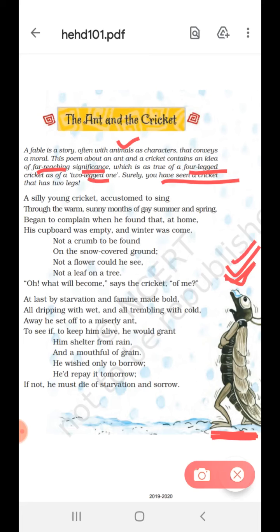So now let us recite and see what the poet wants to express through his poem.